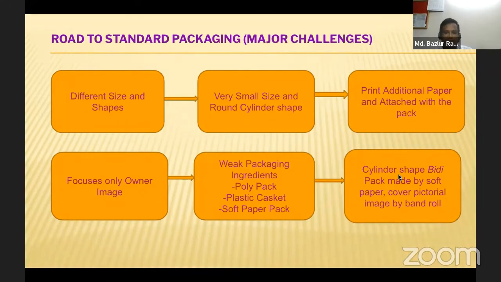That is the very smaller size, round cylinder shapes. They print additional paper and attach with the pack. When they open the pack, they throw out the additional paper. For the packet, I mean the owner of the Jorda, BD or Gul company, the focus is only their own image. Then they use the weak packaging ingredient, they use polypack, they use plastic casket, soft paper pack, then they use cylinder shaped BD pack made by soft paper, cover pictorial image by band roll, even the pack also. Next, please.